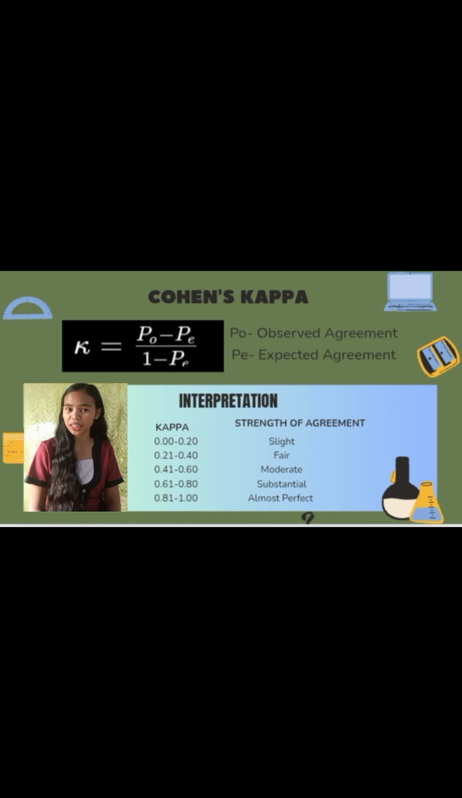0.00 to 0.20 means slight agreement. 0.21 to 0.40 means fair agreement. 0.41 to 0.60 means moderate agreement. 0.60 to 0.80 means substantial agreement. And 0.81 to 1.00 means almost perfect agreement.